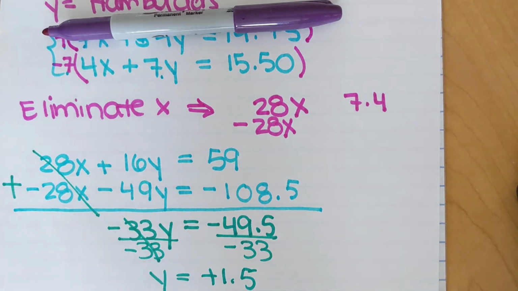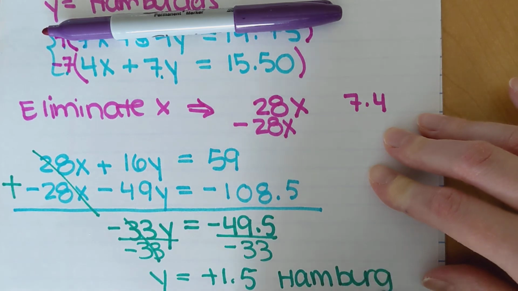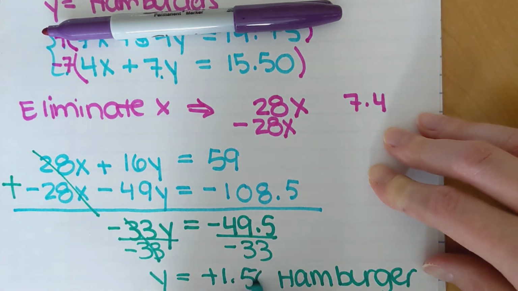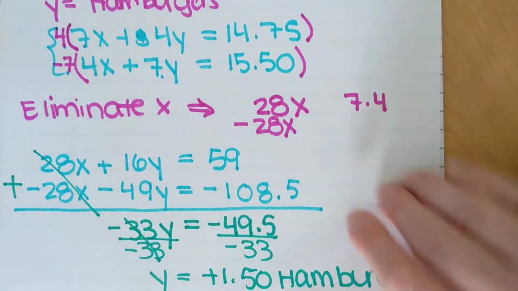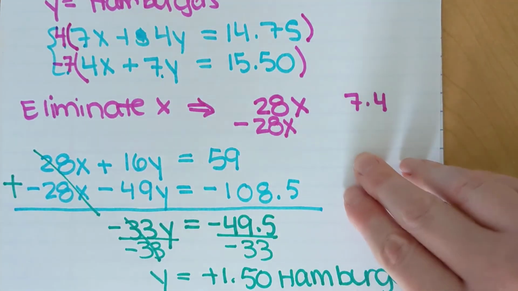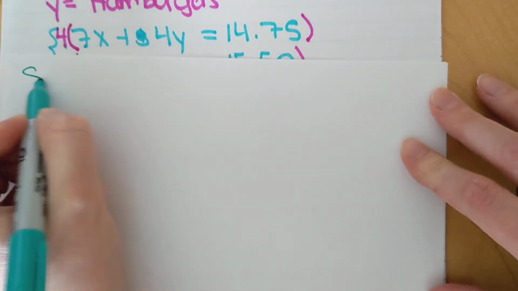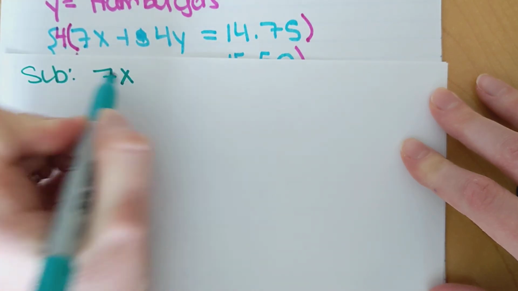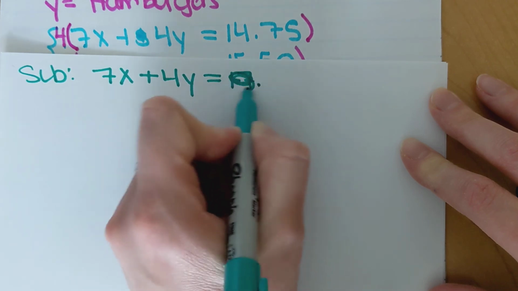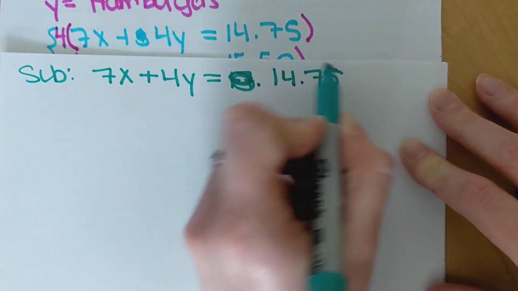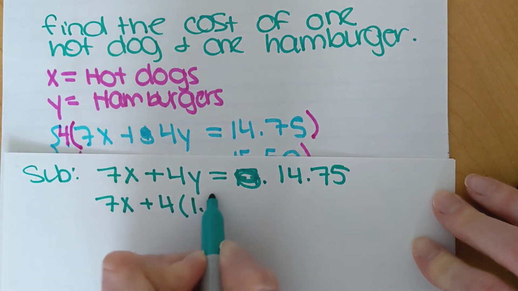Okay, so that tells us that the cost of the hamburger is $1.50. So $1.50 would be the cost of the hamburger. And then to get the other variable, all we're going to do is go back to either of these equations and plug in the $1.50. So I might use my first equation. So subbing into the first equation, I have 7X plus 4Y equals 14.75. And then I'll plug in that my Y is the $1.50.